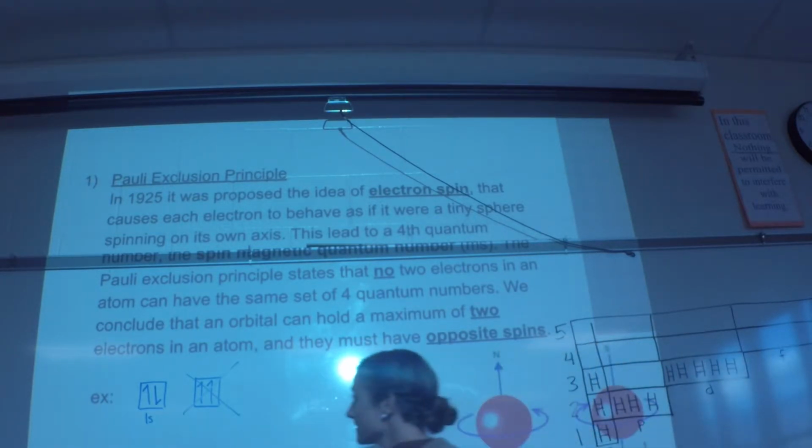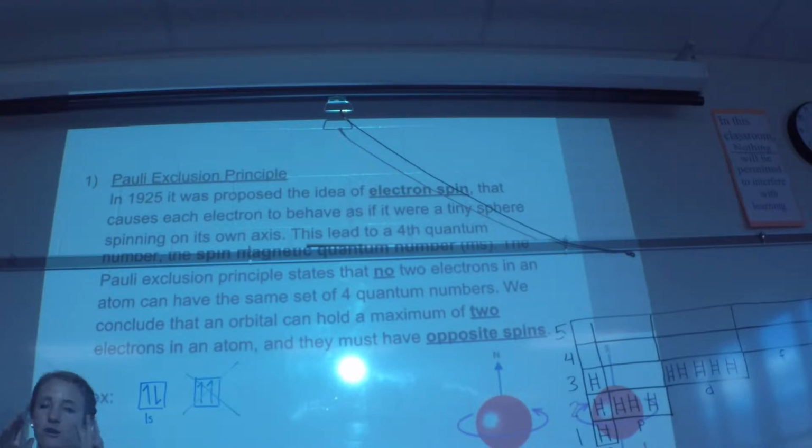Why is that? Think of electrons. What is their charge? Negative. So 2 negative things in the same orbital are going to repel each other and spin opposite directions, because they're magnetic, their electric fields will force them to go opposite ways. So, question on Pauli's rule?